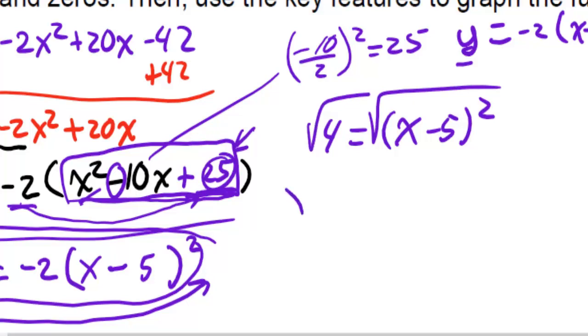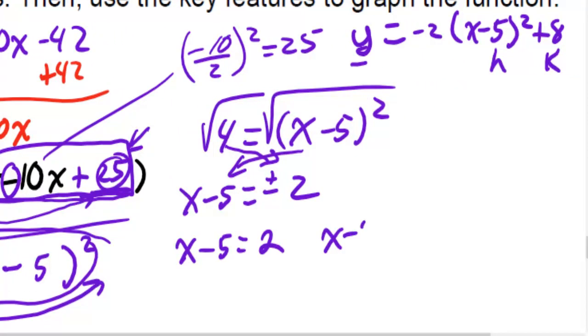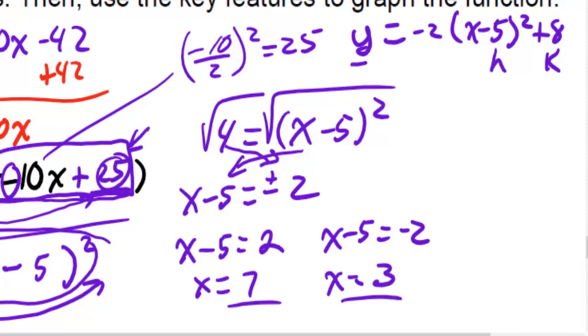I'm going to bring my x minus 5 to the left-hand side and my plus or minus 2 to the right-hand side. So this answer went this way, and this answer went that way. So I want to write my two equations. So x minus 5 is equal to a positive 2, and x minus 5 is equal to a negative 2. So x is going to equal 7, x is going to equal positive 3. So I've got my zeros here and here.